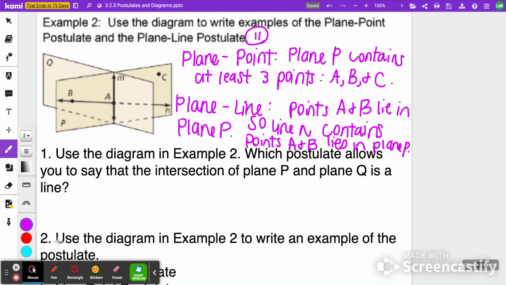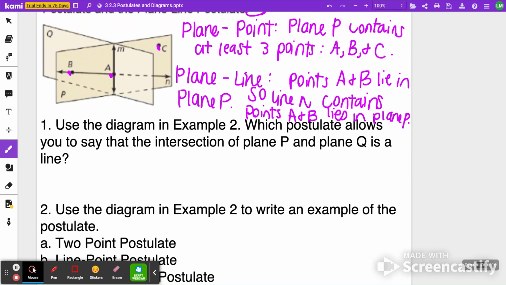Okay, for the plane point postulate, this is where we are looking at at least 3 points in the plane. So if we're looking at plane P, we have points A, B, and C all within the plane. So that would be considered the plane point postulate. The plane line postulate just means there's 2 points on a line and they're within the plane. So points A and B are making a line, and that line N is also within plane P.